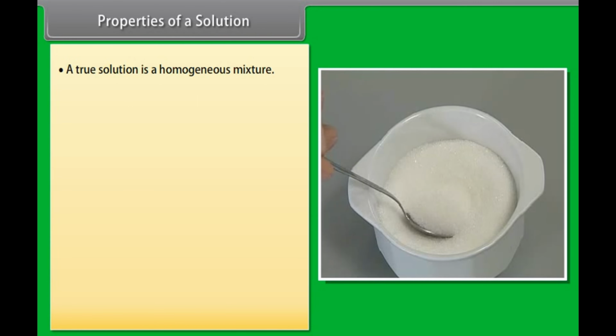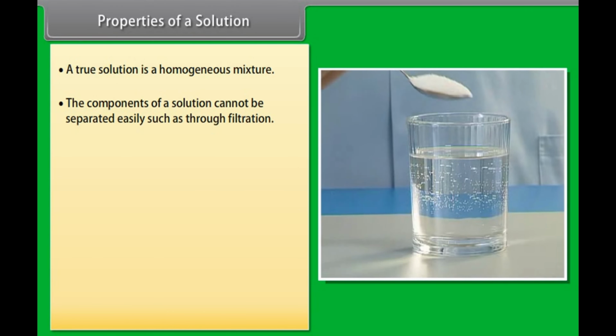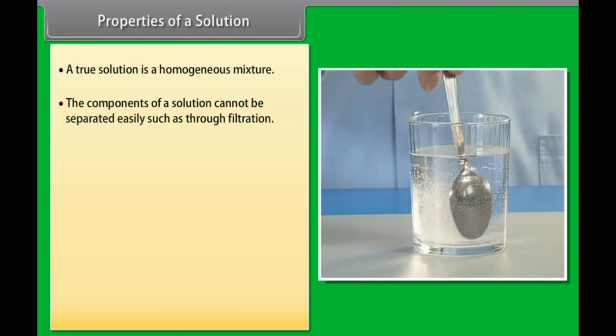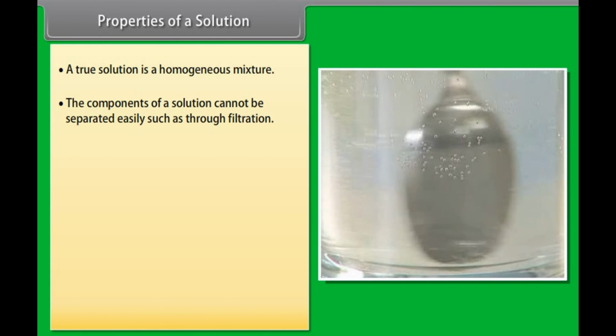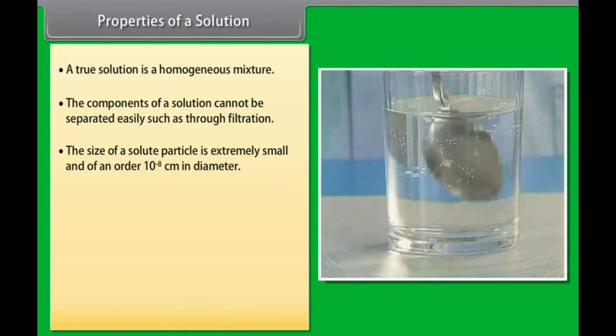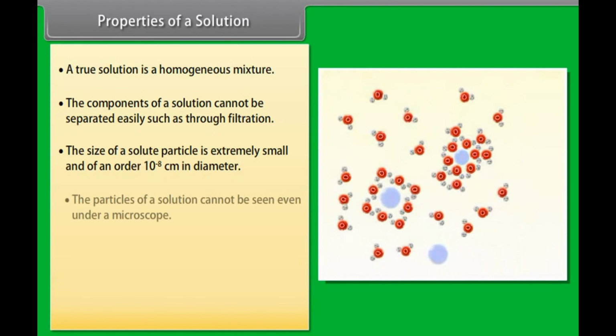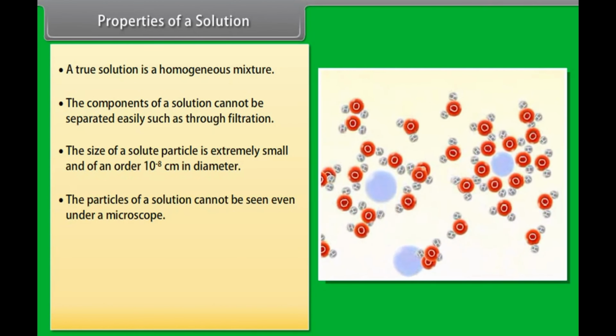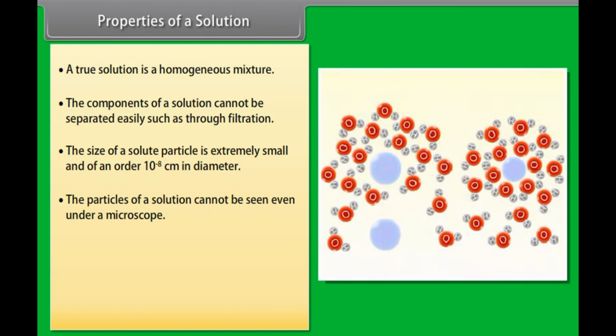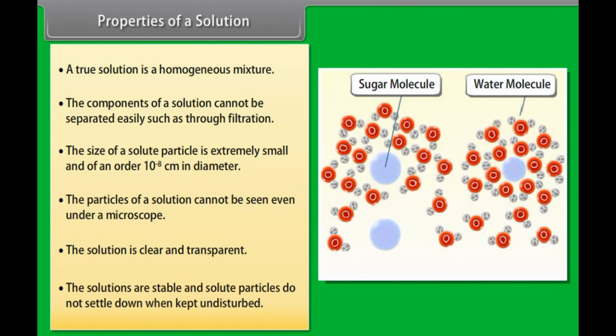Properties of a solution. A true solution is a homogeneous mixture. The components of a solution cannot be separated easily, such as through filtration. The size of a solute particle is extremely small, of an order 10 raised to the power minus 8 centimeter in diameter. The particles of a solution cannot be seen even under a microscope. The solution is clear and transparent. The solutions are stable and solute particles do not settle down when kept undisturbed.